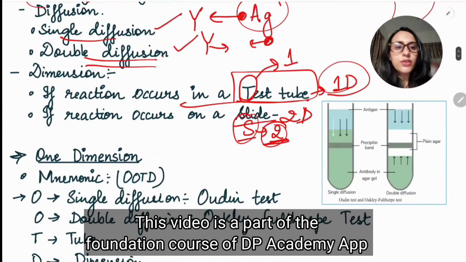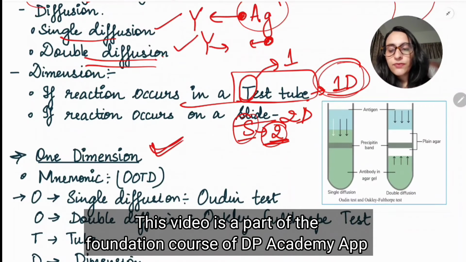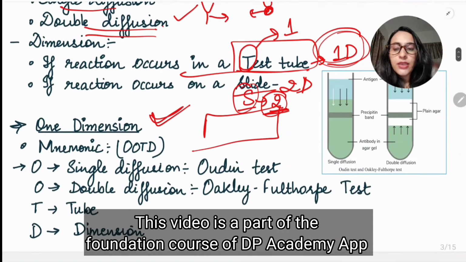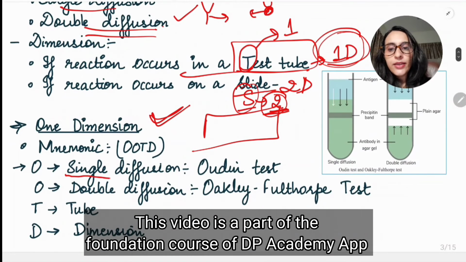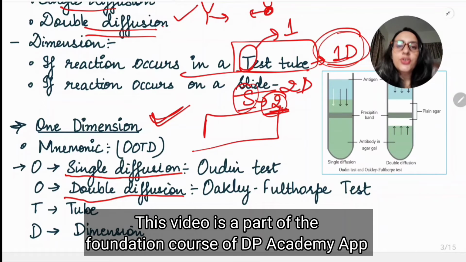Now, we'll talk first about the one dimension. One dimension is when the reaction occurs in a test tube. So in the one dimension, either there can be movement of antigen only, that is known as single diffusion, or there can be movement of both antigen and antibody, that is known as double diffusion.